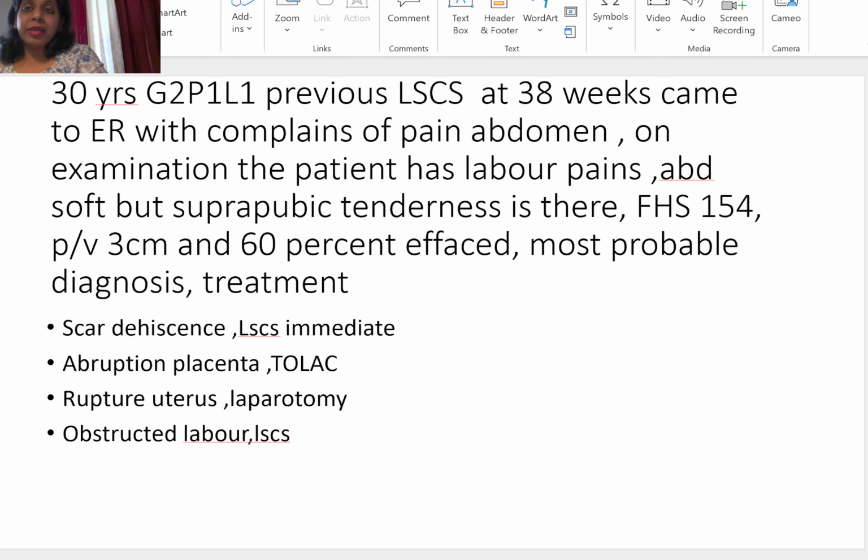I hope the biggest confusion of you all is clear, how to differentiate between rupture uterus, abruptio placenta, and scar dehiscence. All the important points I have given here.